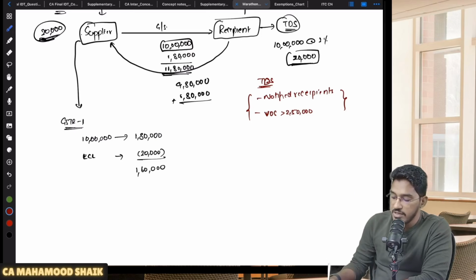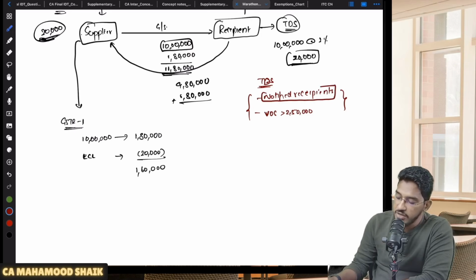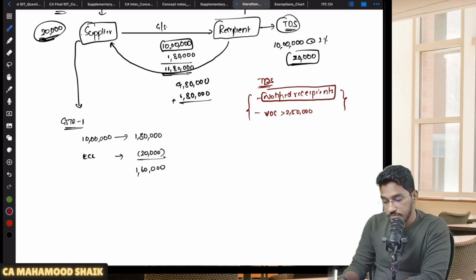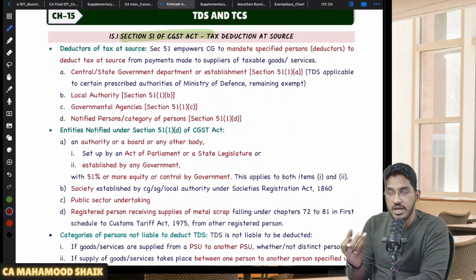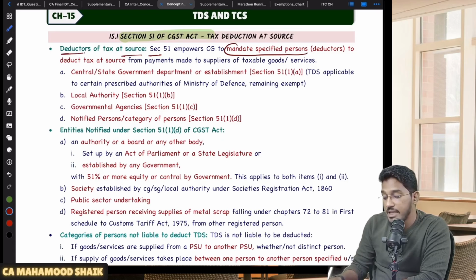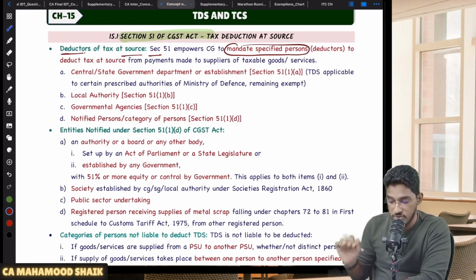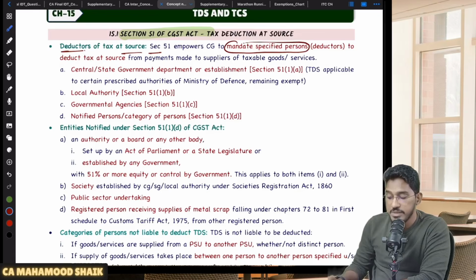So first we will see, sir, who are those notified recipients for whom TDS will become applicable. If you come to the material here, the government has notified these people whom we call deductors. Deductors means the person who is deducting TDS, basically the recipient. So, deductors of tax at source. Section 51 empowers the central government to mandate specified persons to deduct TDS. And who are those specified persons?